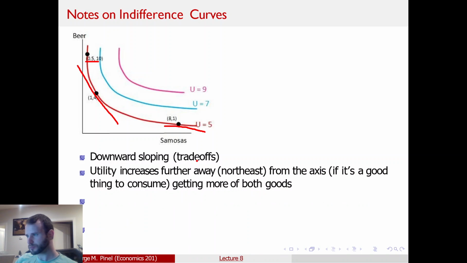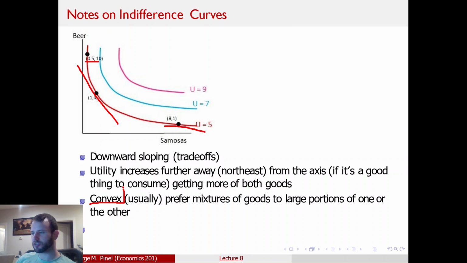Like I said before, the further away from the axis you are, the more utility you should have, as long as you like both goods, because the further away from the axis, the more of both goods you're getting.